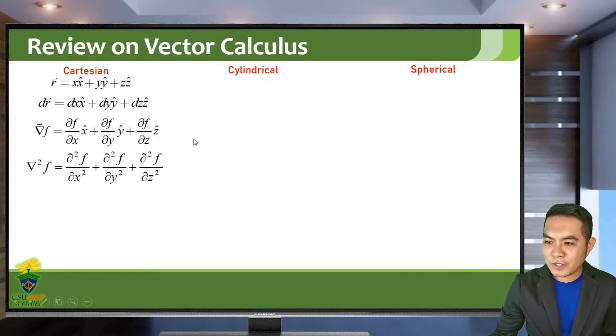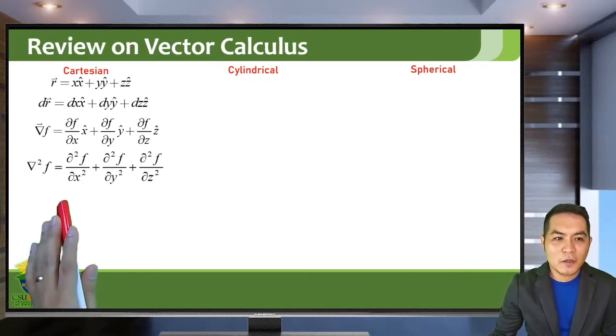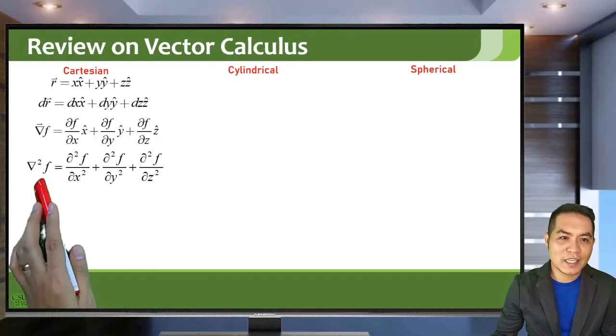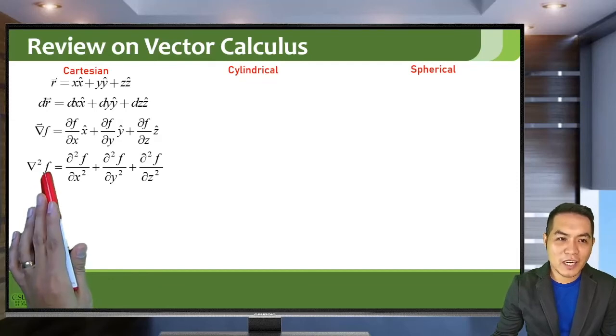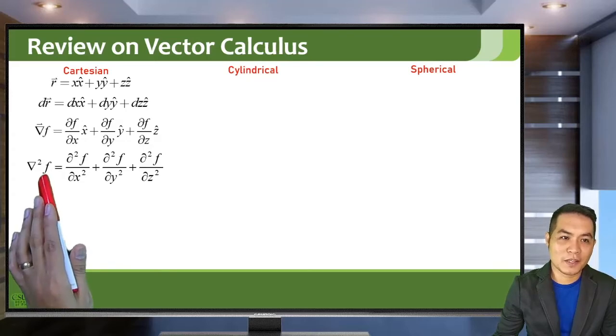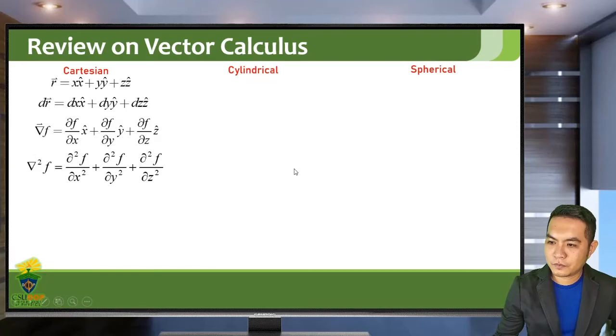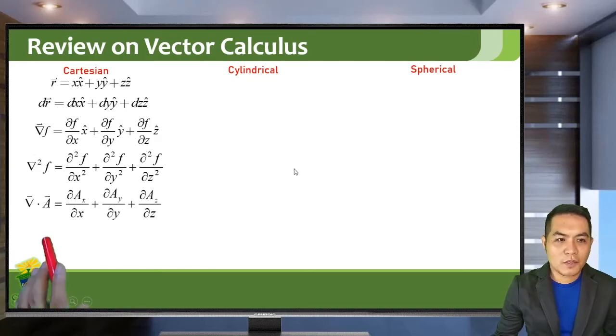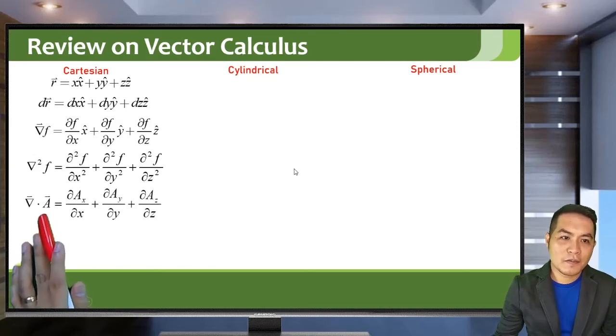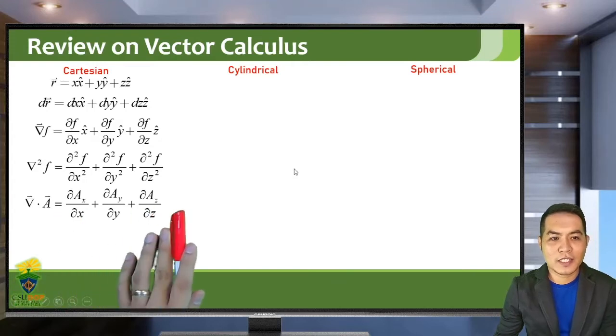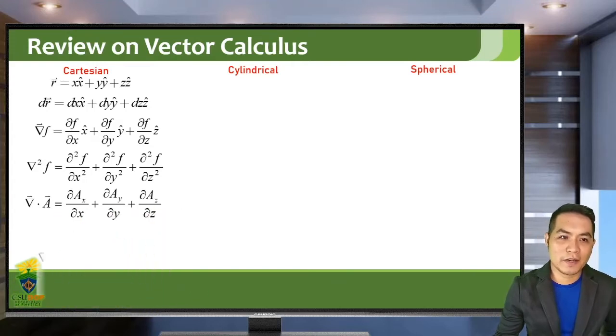Okay. This is the Laplacian. Take note that the Laplacian, since the result is not a vector, will be applicable to both scalar and vector functions. So you just replace f here by a vector if your function is a vector. And of course, this is the divergence of a vector. The result is again a scalar quantity, it's not a vector.